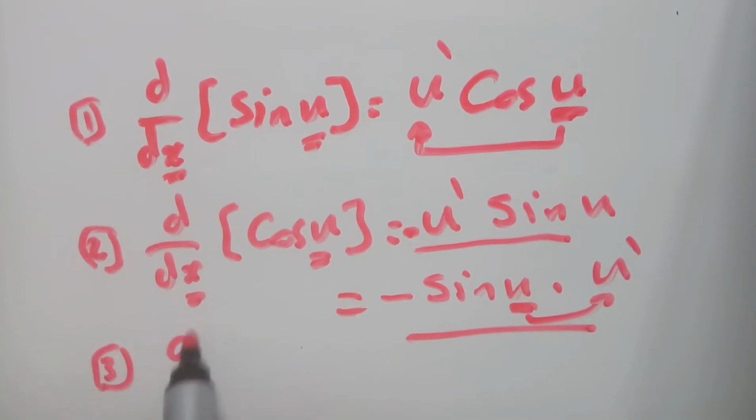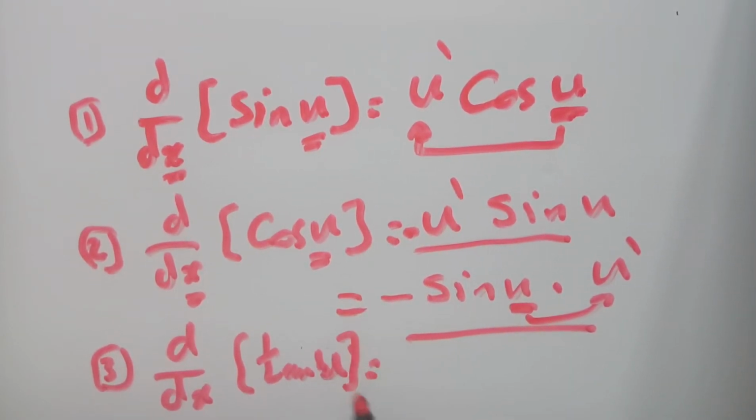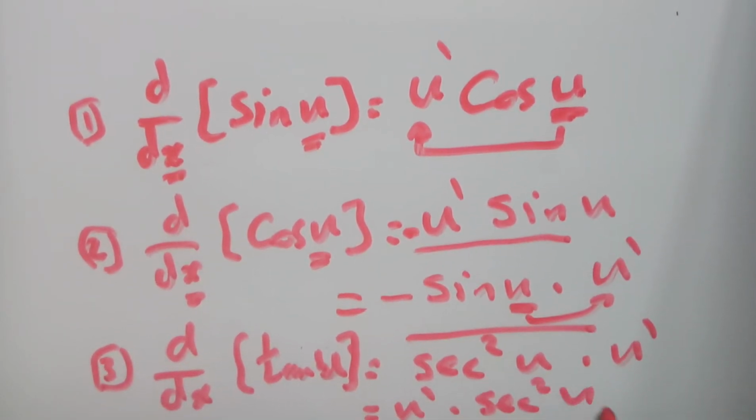Number 3, the derivative for tangent u, it will be secant square u multiplied by u prime, or u prime multiplied by secant square u. Both of them are correct.